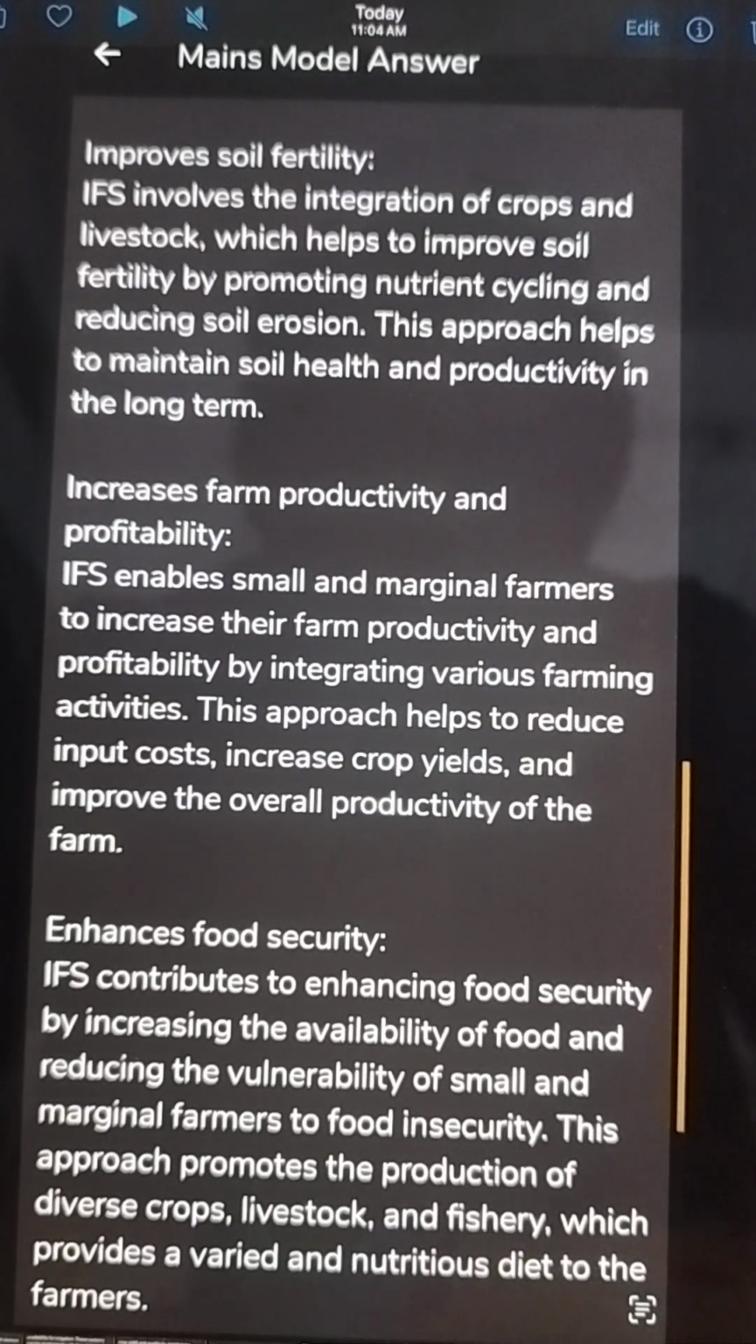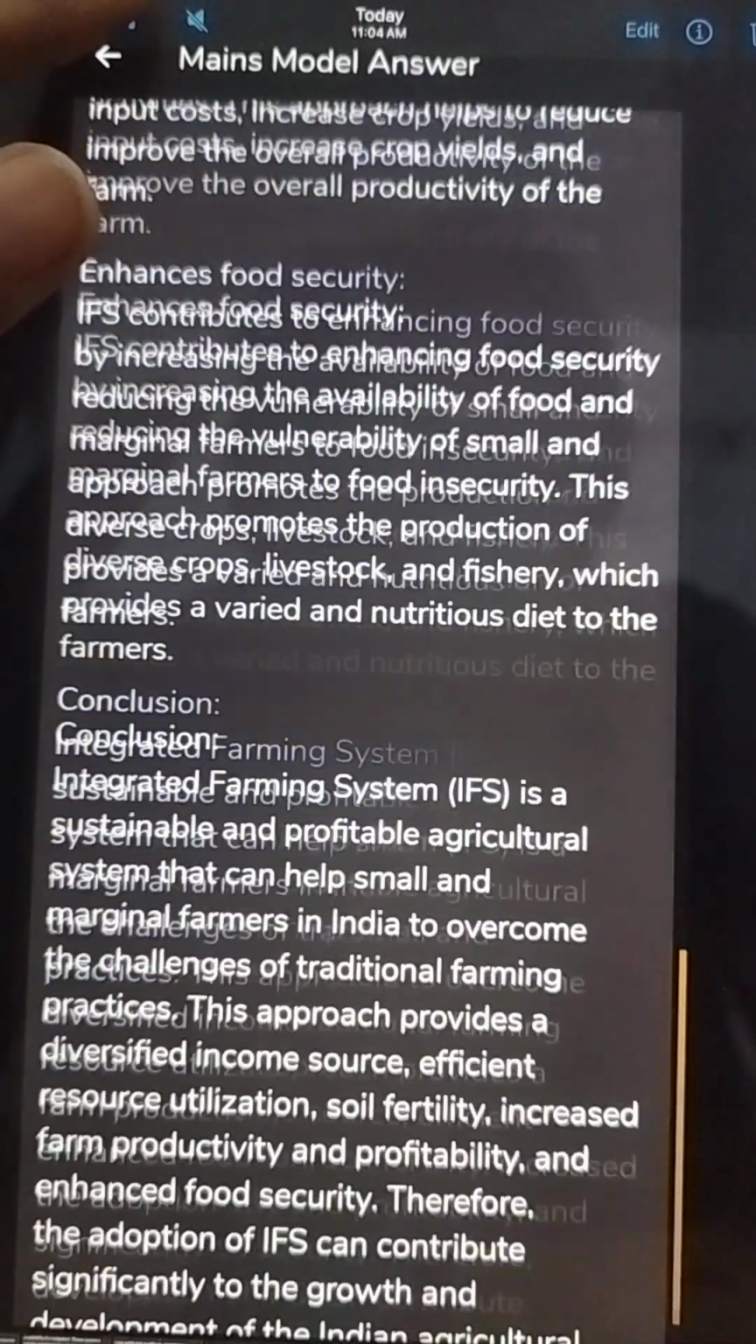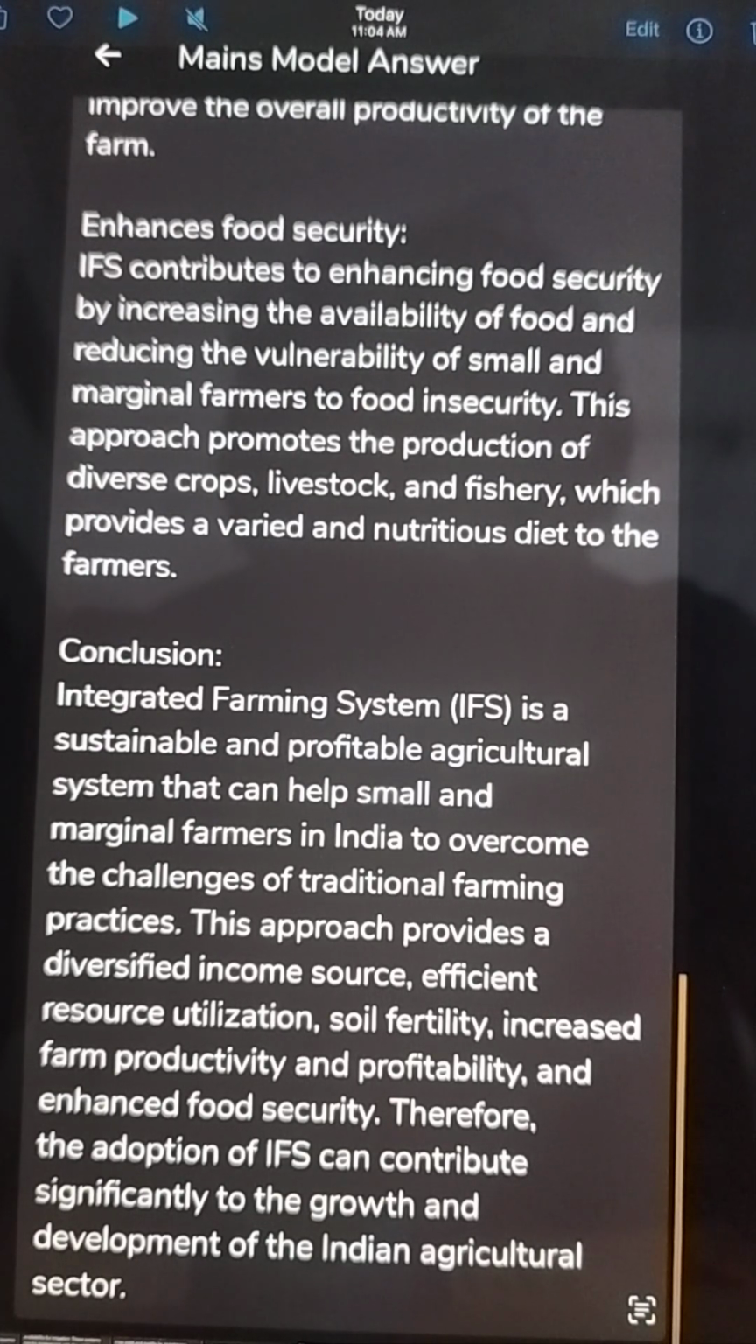Then comes enhanced food security. IFS contributes to enhancing food security by increasing availability of food and reducing the vulnerability of small and marginal farmers to food insecurity. This approach promotes the production of diverse crops, livestock, and fisheries, which provides a varied and nutritious diet to the farmers.